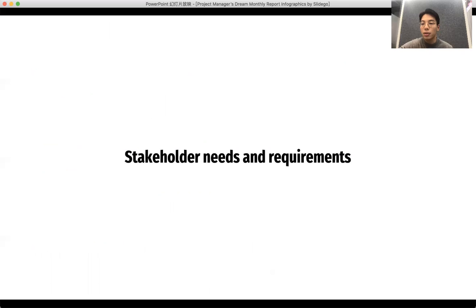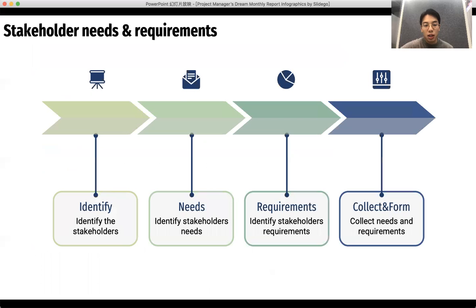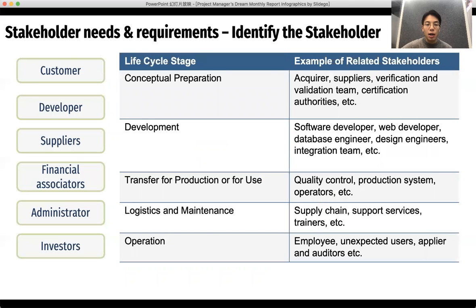Stakeholders and the requirements. In this part, the methodology I'm using is to first identify the stakeholders, then identify the stakeholders' needs and requirements one by one, and at last collect and form related solutions for them. So the first step is to identify the stakeholders. I identify 7 groups of stakeholders.